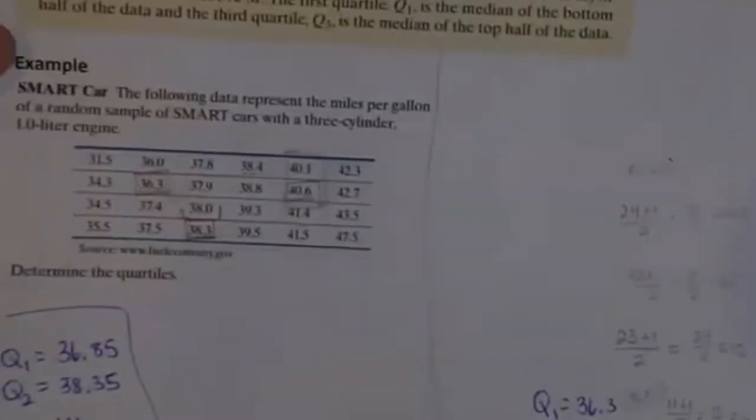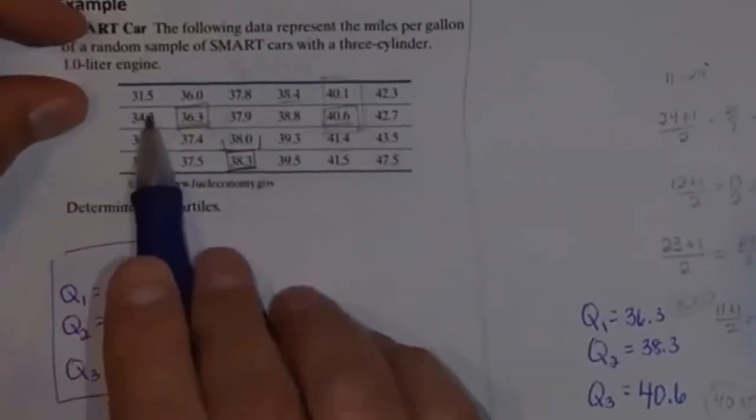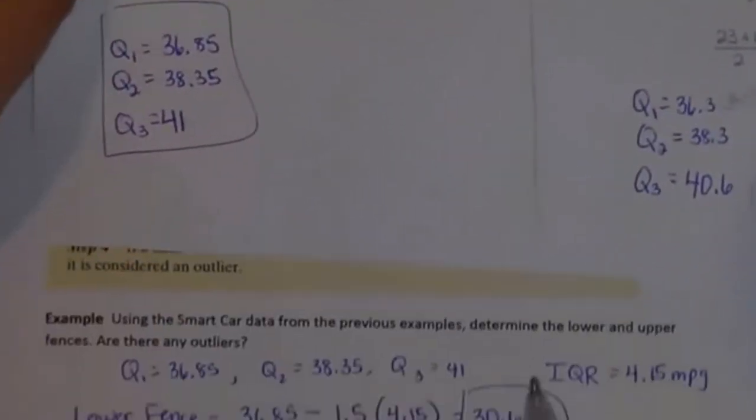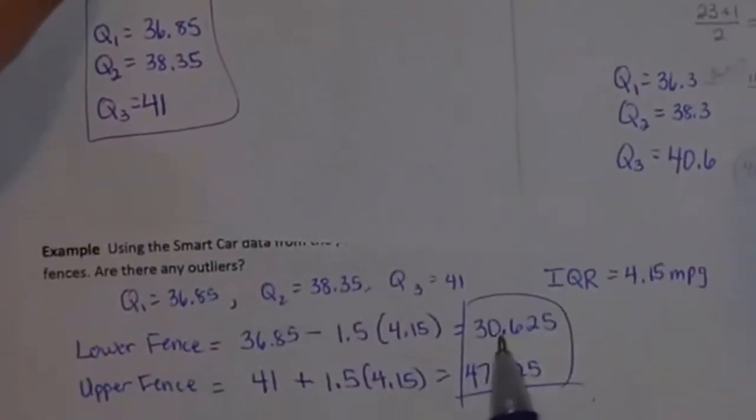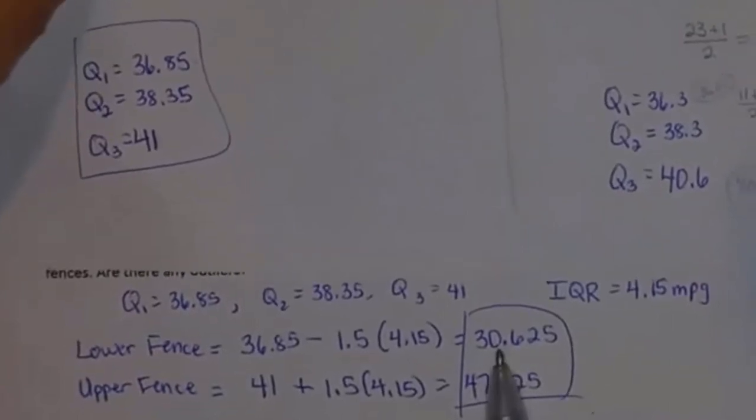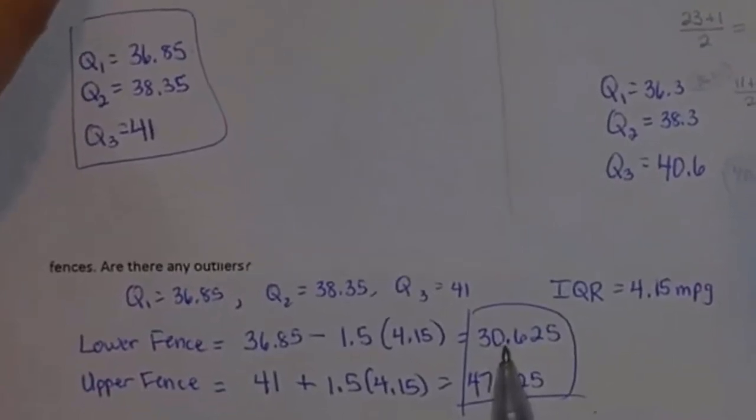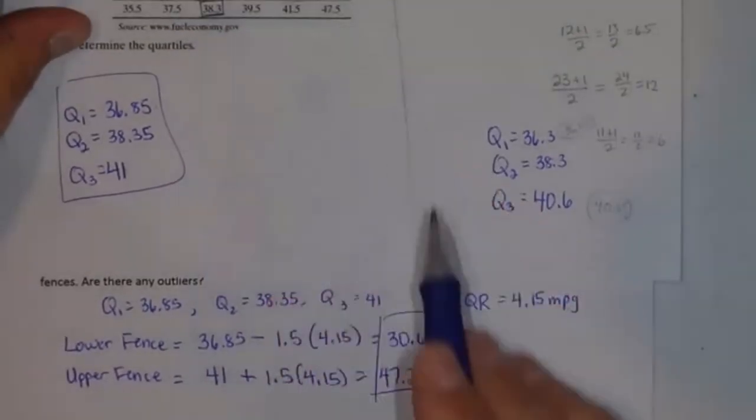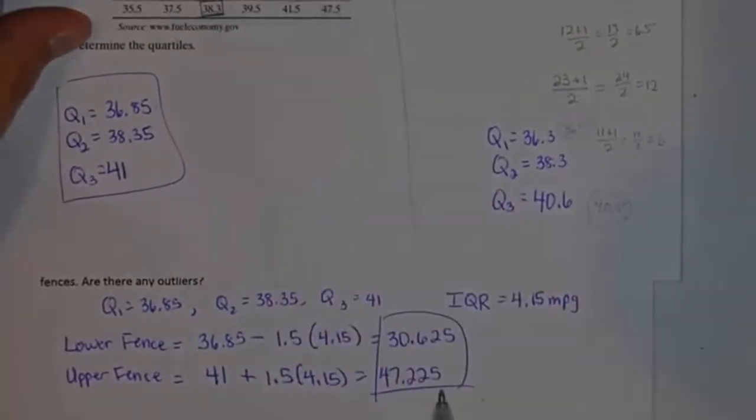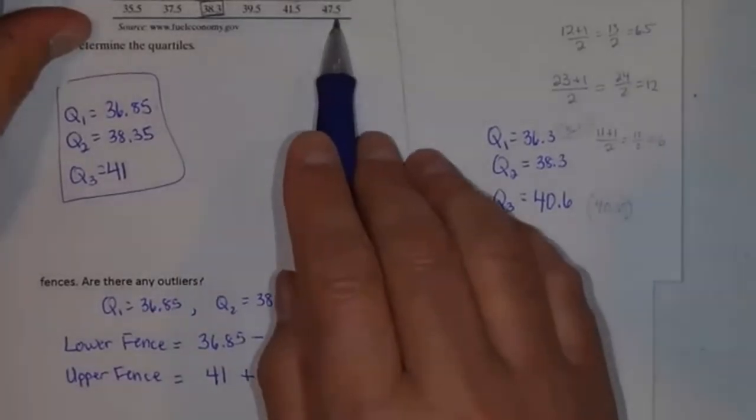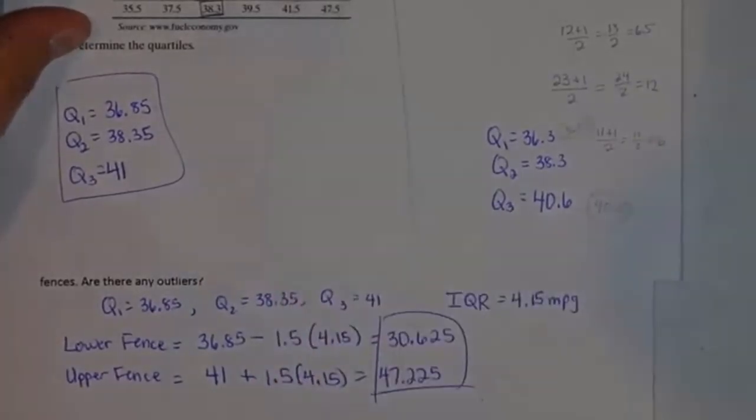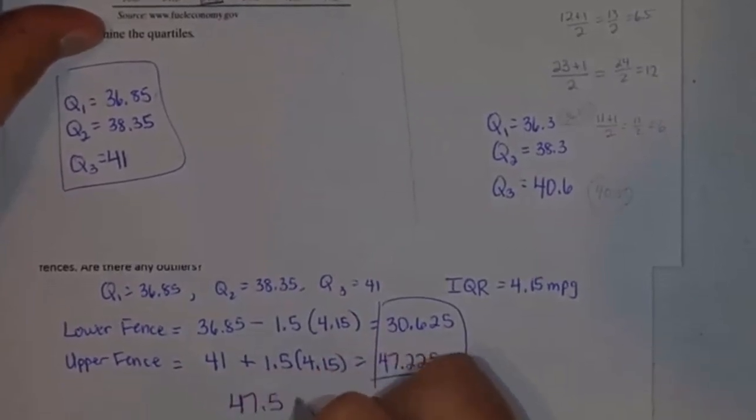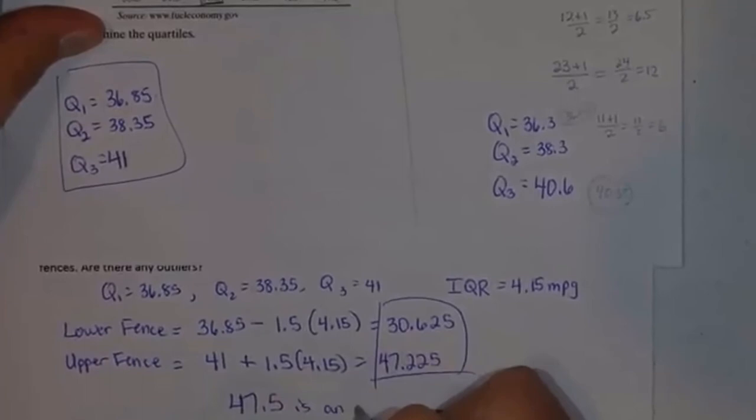Well, looking back at the data, our smallest data value is 31.5, and that is not below the lower fence. So we do not have any outliers on the low end. Our largest data value is 47.5. Our upper fence is 47.225. That 47.5 is above the upper fence. So the 47.5 is an outlier.